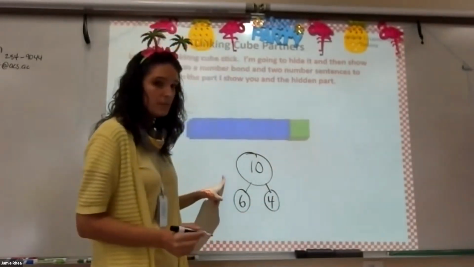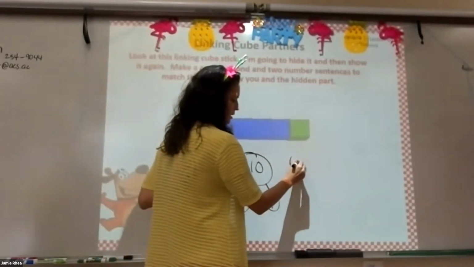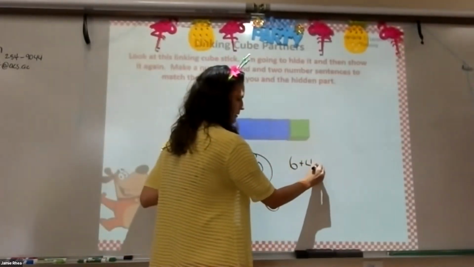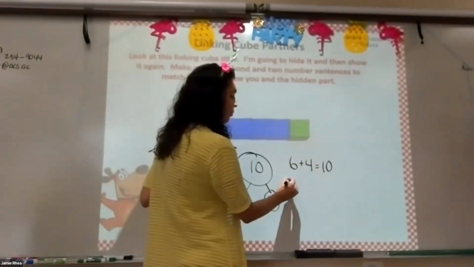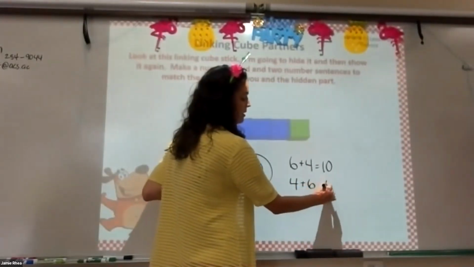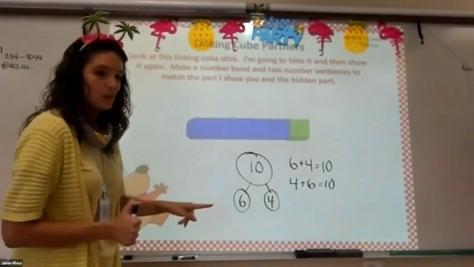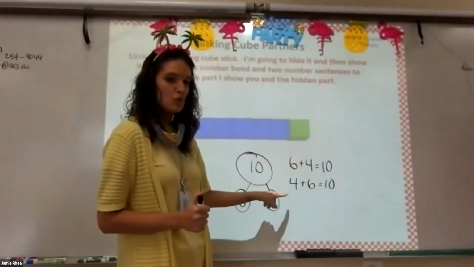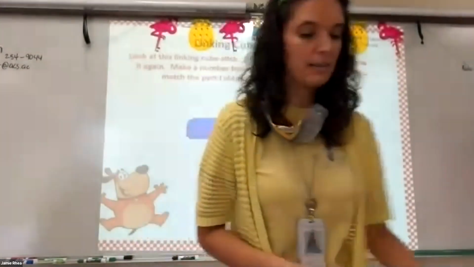Okay, so here's my number bond, but I'm not done. Because now I want you to say there are 6 cubes here, 4 are hidden, and we have 10 total. Or you could say we have 4 cubes hidden, 6 cubes here, and 10 total. Okay, that's how you're gonna play this game. You're gonna make a number bond and 2 number sentences. All right, let's try another one.